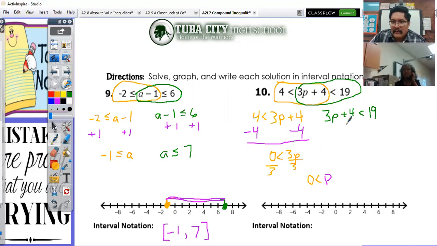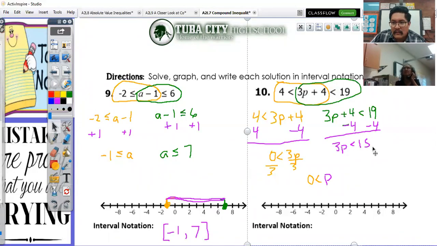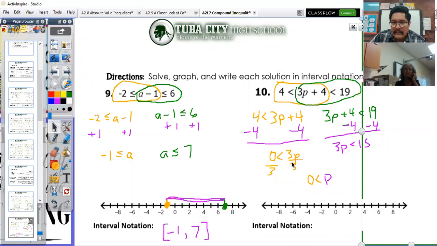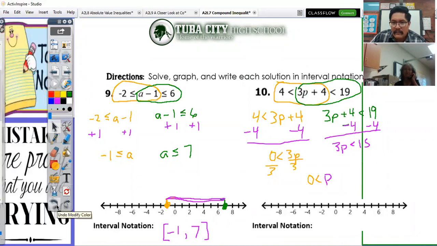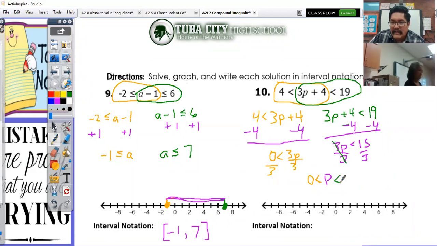Let's go ahead and do this side now. Looks like we're gonna have to do some of the same things. Looks like I'm gonna have to -4. So -4 from both sides. And I get 3p less than 15. And I'm gonna have to divide both, oopsie. What happened there? Okay. Divide both sides by 3. I should have written that in green. I was trying to switch it over to green. Cancel that out, and p is less than 5.